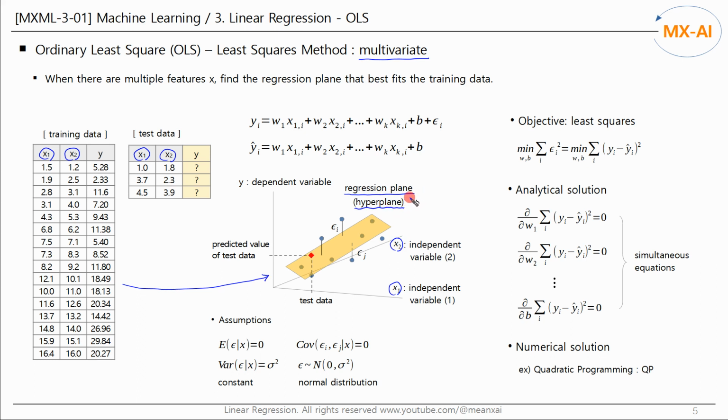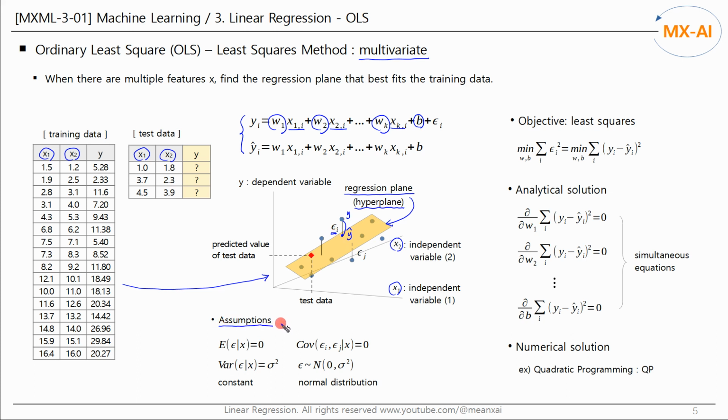The equation of the plane can be expressed like this. If there are k features, then there are k parameters w. And then there is the intercept, b. In this case, the error is also measured as the difference between y hat, a point on the plane, and the actual y. The assumptions are the same as on the previous page.